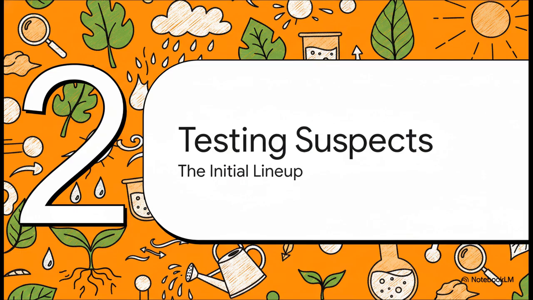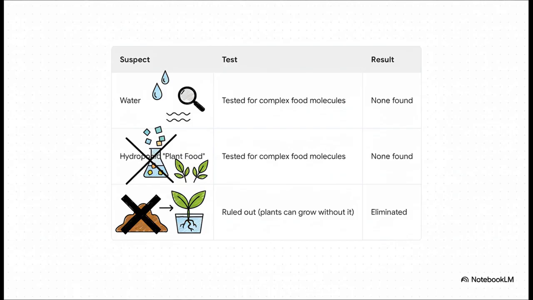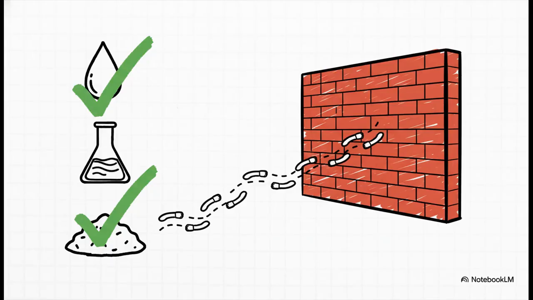What are the obvious things a plant takes in? And right away, our investigation hits a snag. Let's look at the evidence. Water. Absolutely essential, we all know that. But if you test it, there are no complex food molecules in there. Same goes for that liquid plant food you use for hydroponics. And what about the soil? Well, that seems like a good guess, but you can actually grow huge plants without any soil at all in those hydroponic setups. So while soil has important minerals, it's not where the bulk of the tree's mass is coming from. Dead end.